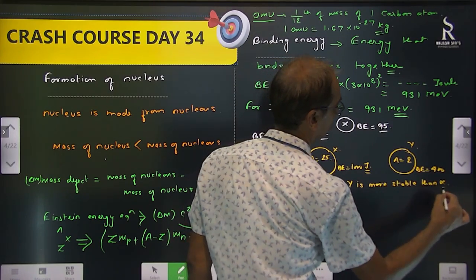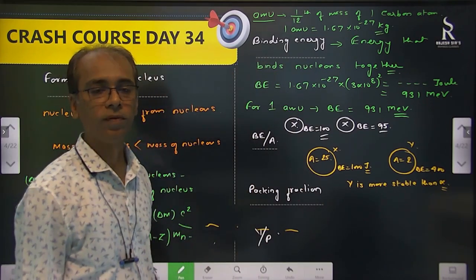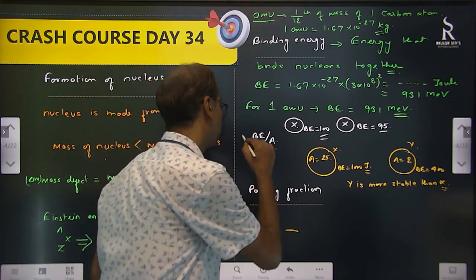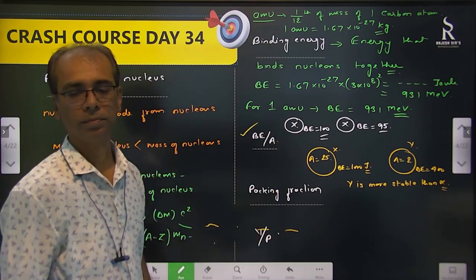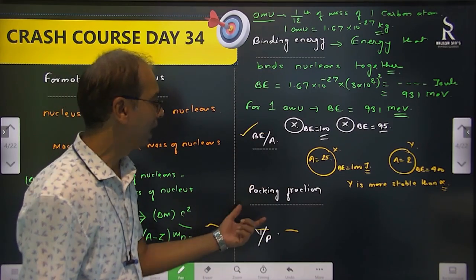So which is the more influential factor, binding energy or binding energy per nucleon? Binding energy per nucleon. This is more important. Clear?